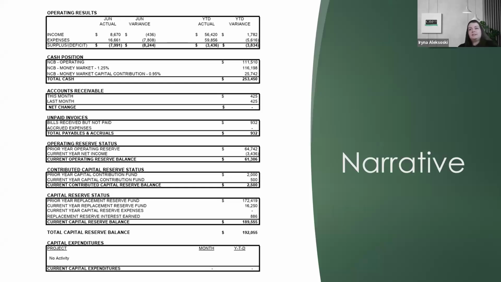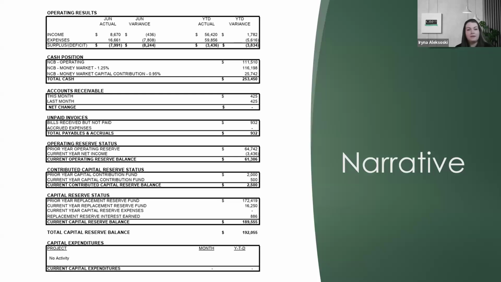So to get more into the details of it, like I said, the first cover page is going to be your narrative. This is a report we manually put together for associations as we think it provides a lot of useful information at a quick glance.